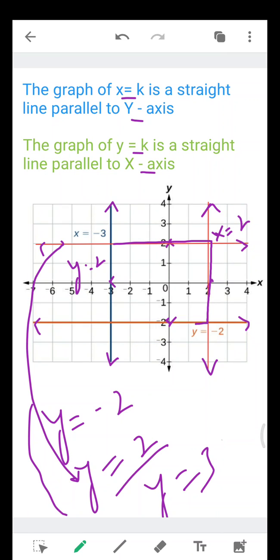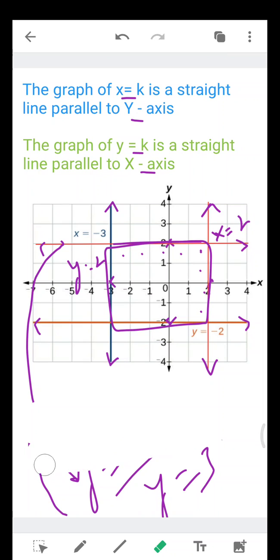Can you see this? So is it a square or a rectangle? Here I have 1, 2, 3, 4, 5, and here I have 1, 2, 3, 4 boxes. So this is a rectangle of length 5 units and breadth 4 units.